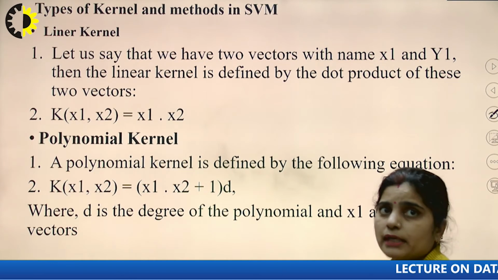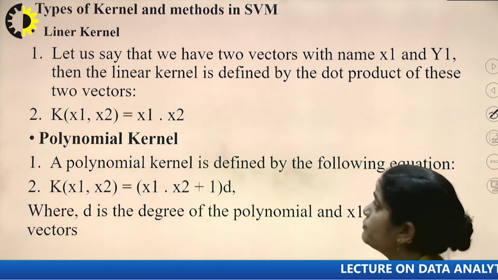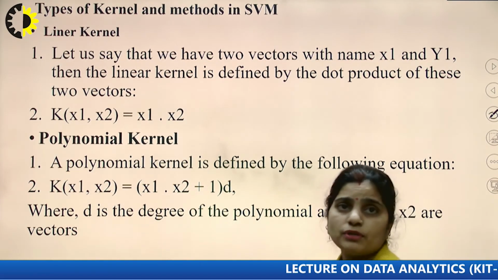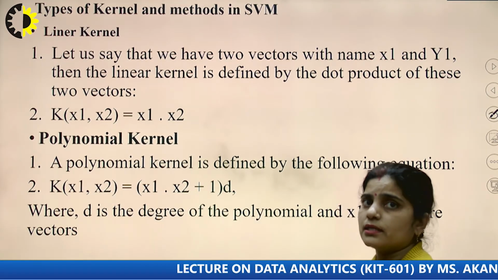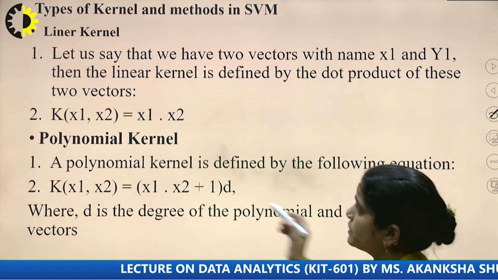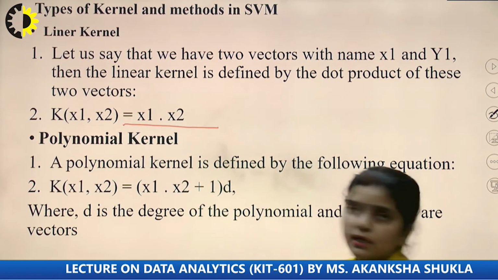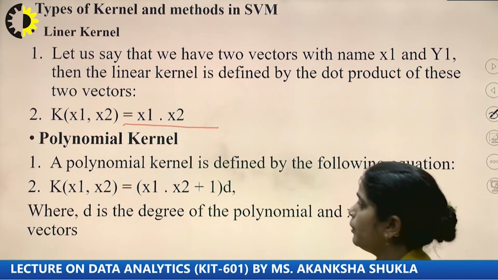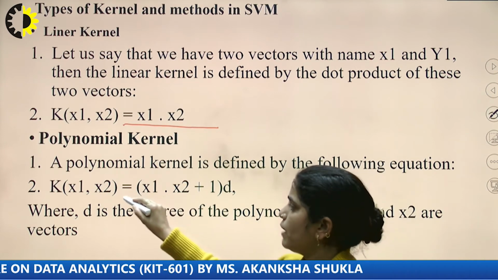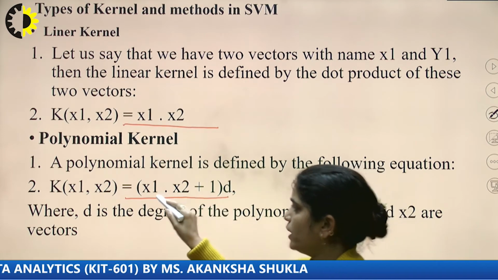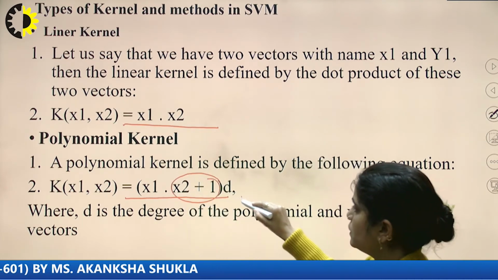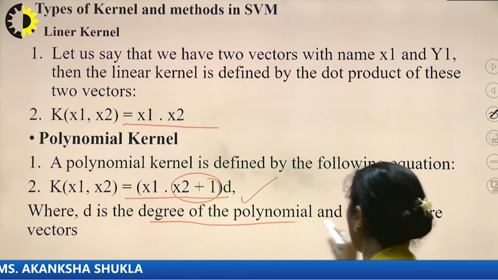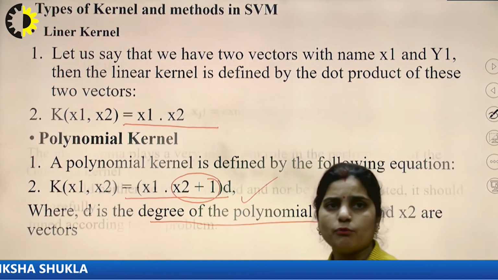Now there are different types of kernels and methods in SVM. The first one is the linear kernel, in which we have two vectors x1 and x2, and the linear kernel is defined by the dot product of these two vectors, x1 comma x2. Next one is the polynomial kernel. In the polynomial kernel we have an equation in which we find the dot product x1 dot x2 plus 1, raised to the power d. Here d is the degree of the polynomial and x1 and x2 are the vectors.